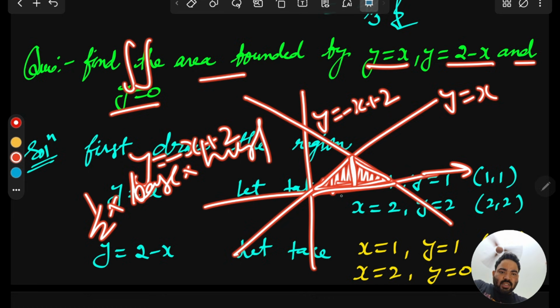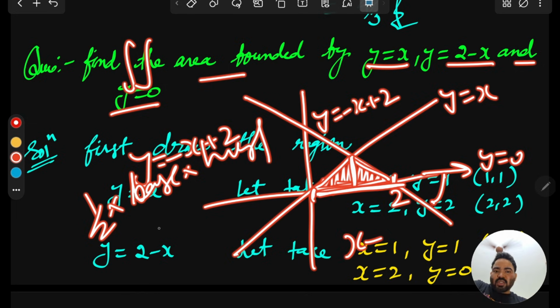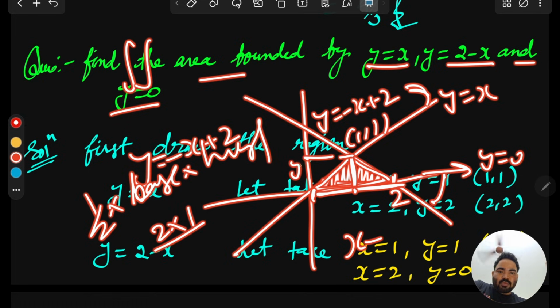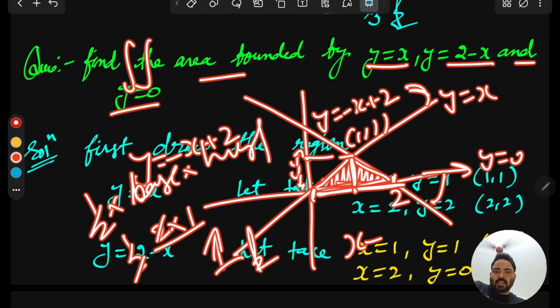So what is the base? The base is from here to here. Just solve these two equations, y equal to 0 and y equal to minus x plus 2. If you put 0 here, you will get x equal to 2. So from here to here is 2. So the base is 2. For the height, if you solve y equal to x with the other line, this will give you x equal to 1. So the point is 1 comma 1, meaning x is 1 and y is 1. So the height is 1. So the area is 1. This comes by the direct answer.